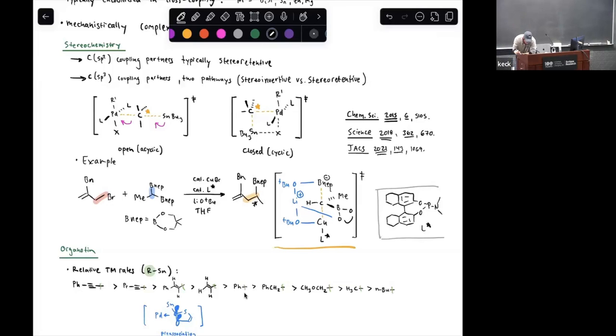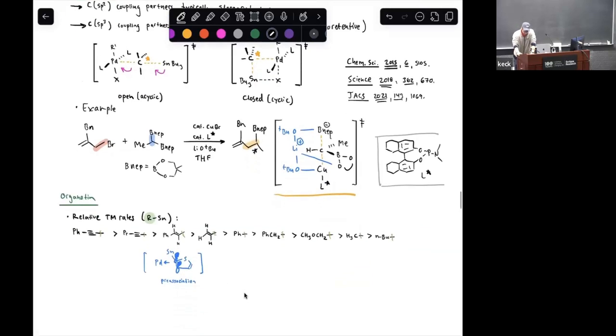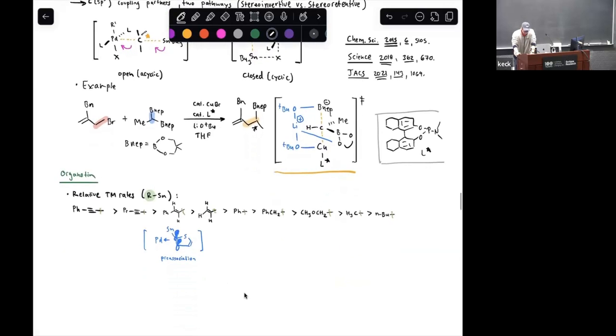And through some computational work from Biscoe's lab, they pin down this open transition state for the transmetallation step and have good experimental evidence to corroborate their computational model. So this is a real thing that the community is starting to appreciate here.